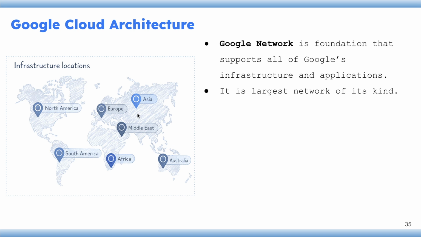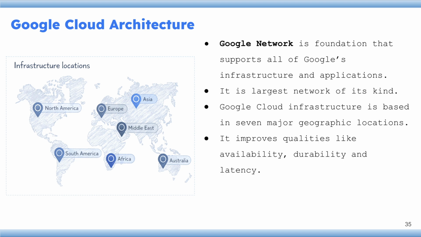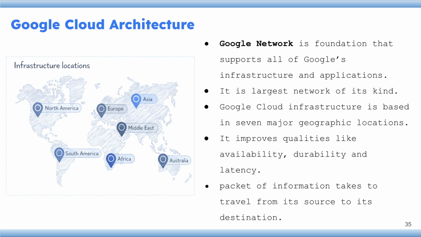Google's cloud infrastructure is based on 7 major geographic locations: North America, South America, Europe, Asia, Middle East, Africa and Australia. Why should we have multiple locations? Having multiple service locations is important because choosing where to locate applications affects qualities like availability, durability and latency. Latency measures the time a packet of information takes to travel from its source to destination.